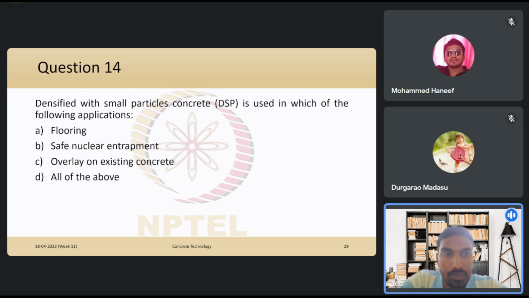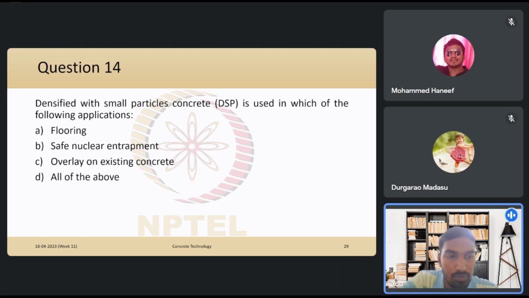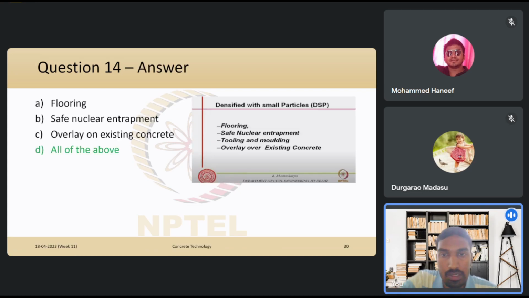Okay, we have one vote for option D, all the above. Any other answer? Yeah. Okay, so you have two votes for option D. Okay, the right option is option D. It is all the above, right?